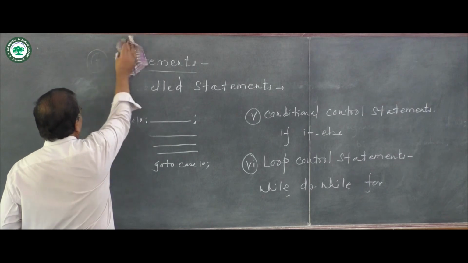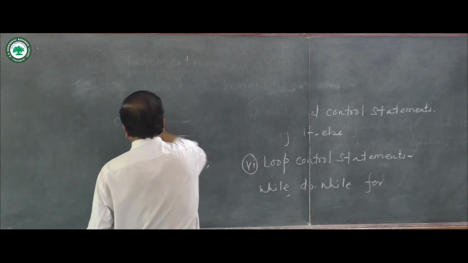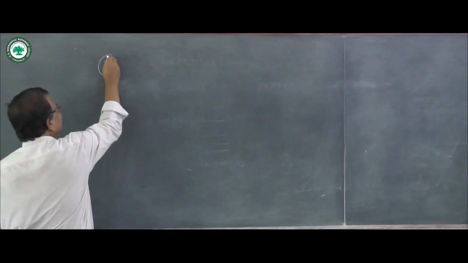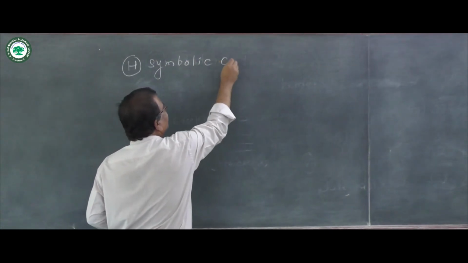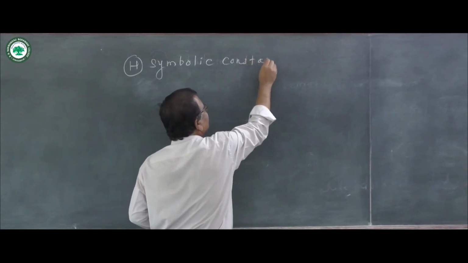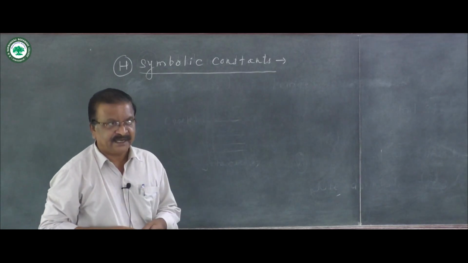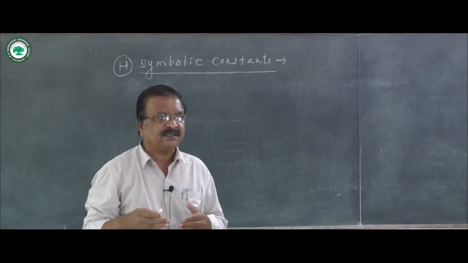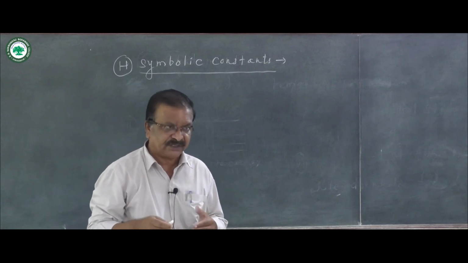So after these 6 types of statements, we will go to the next article, namely symbolic constants. Symbolic constant is a name that substitutes for a sequence of characters. The sequence of characters may be a numeric constant, single character constant, or string constant.